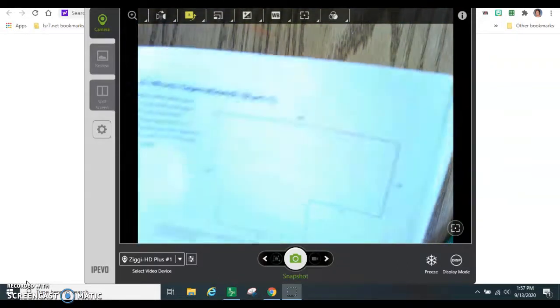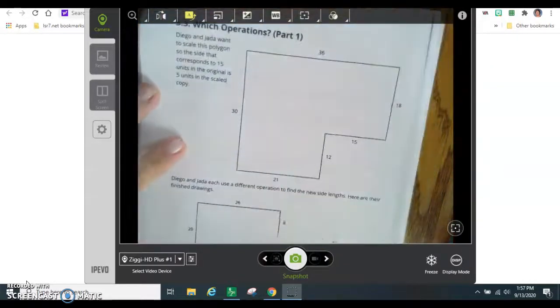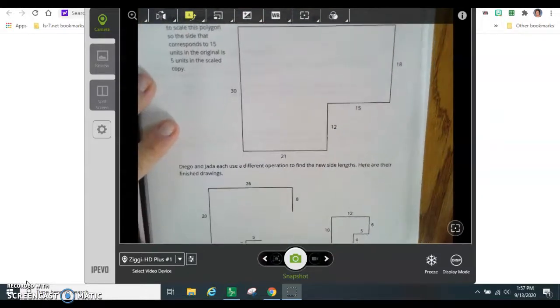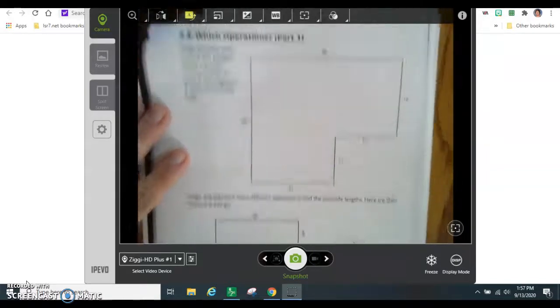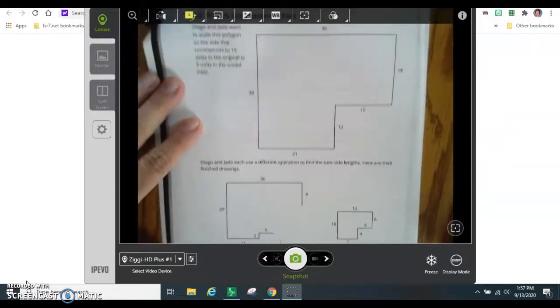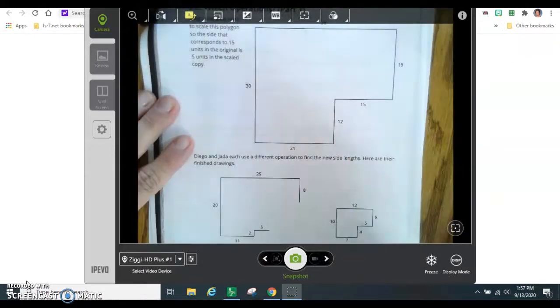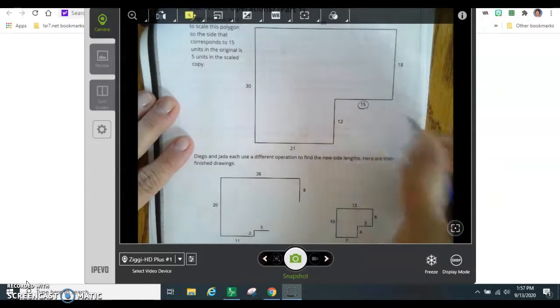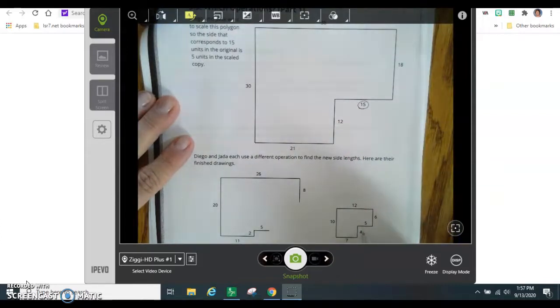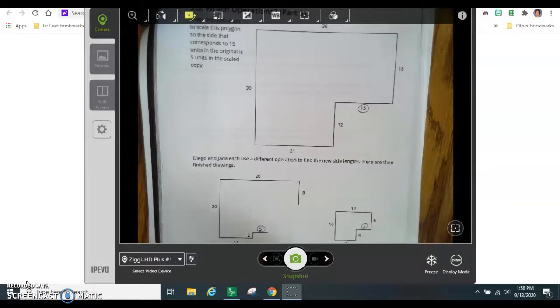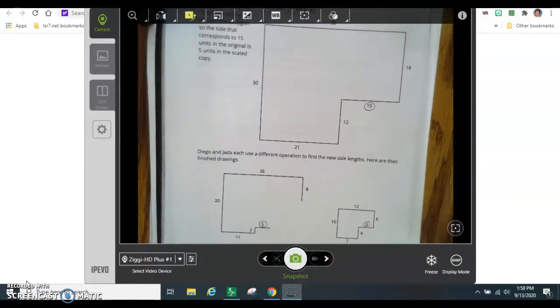Which operations? Diego and Jada want to scale this polygon so the side that corresponds to 15 units in the original is 5 units in the scaled copy. Okay, so let me pull this out a little so we can see hopefully both at one time. Okay, so this side is the side that's 15. So we want to find that same side in these 2, which would be here and here. What operation do you think Diego used to calculate the lengths for his drawing?